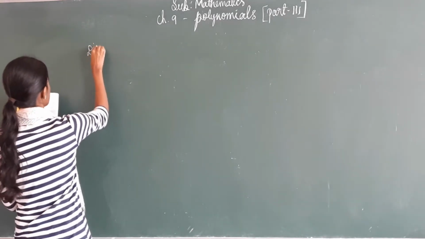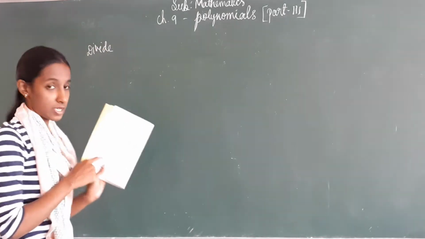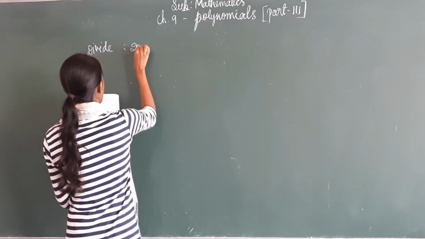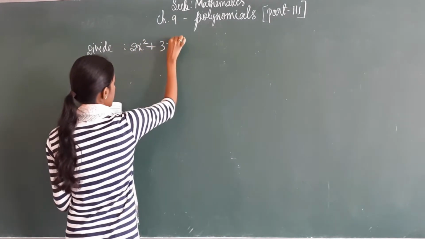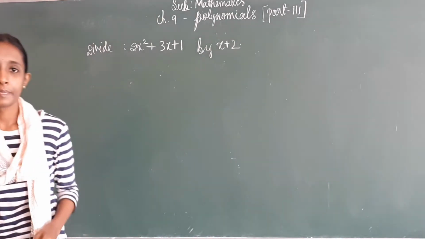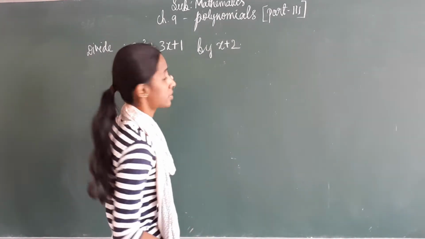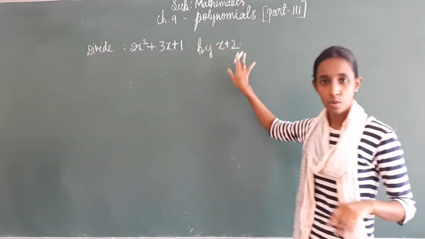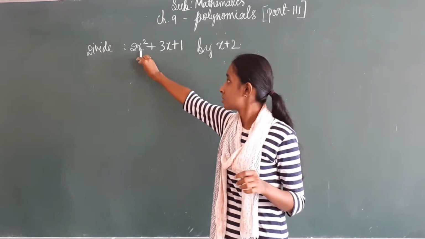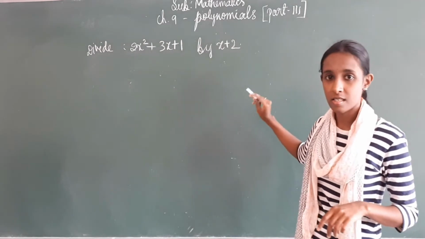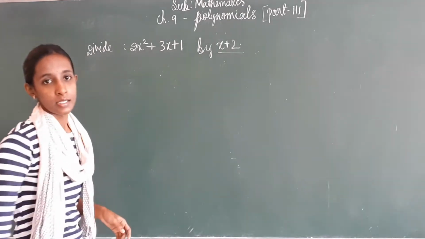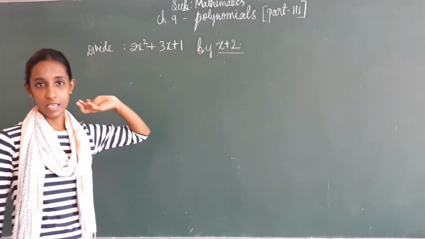The question is, if you look at example 6 in your textbook, on page number 14: divide 2x square plus 3x plus 1 by x plus 2. So this is the example. How will you do division? This is not normal division because here you have the variable x, isn't it? How will you divide? See, this is the dividend and this is the divisor, isn't it?